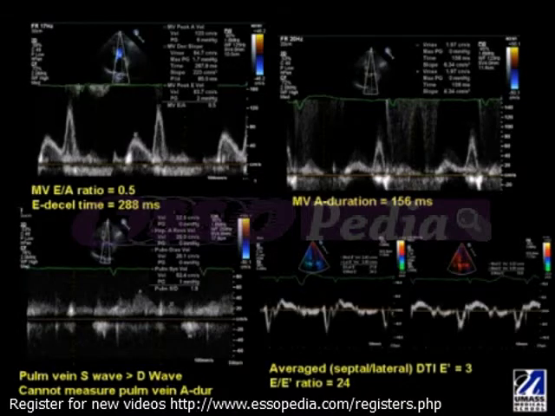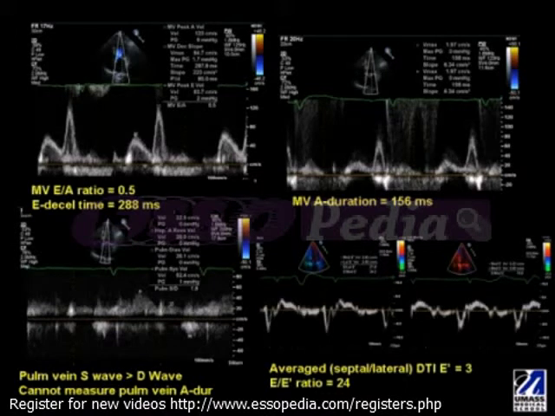So the mitral inflow, in the top left here, shows an E to A ratio of 0.5 with an E deceleration time of 288 milliseconds. This is what we would expect to see potentially in a patient of this age. We see that over to the right, the mitral A wave duration equals 156 milliseconds. And just below to the left, we see that the pulmonary vein, although slightly faint, could be recorded, and the S wave is greater than the D wave. However, we could not measure the pulmonary vein A wave duration, and the reversal velocity is actually normal.